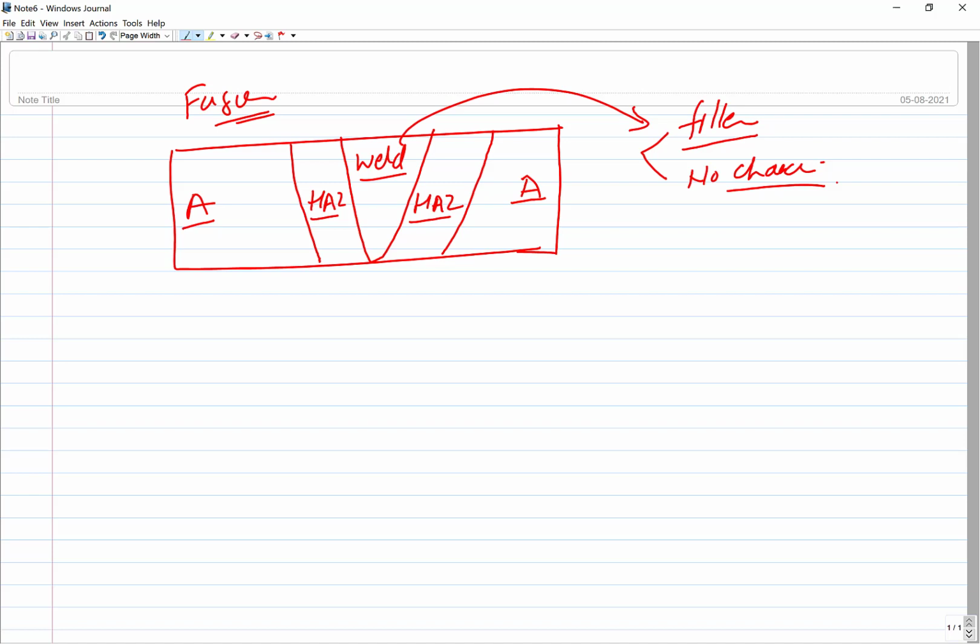So if you have a choice of using filler, you can choose a filler of higher strength so that a weld metal of greater strength can be made.